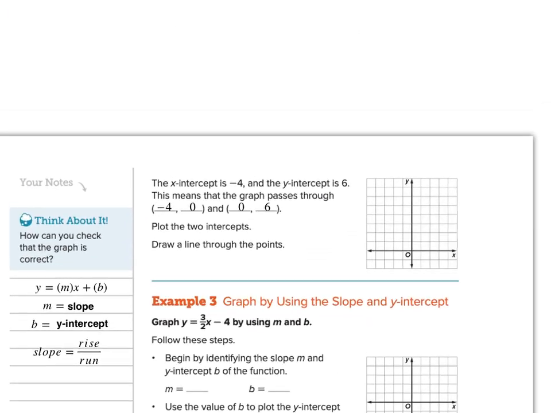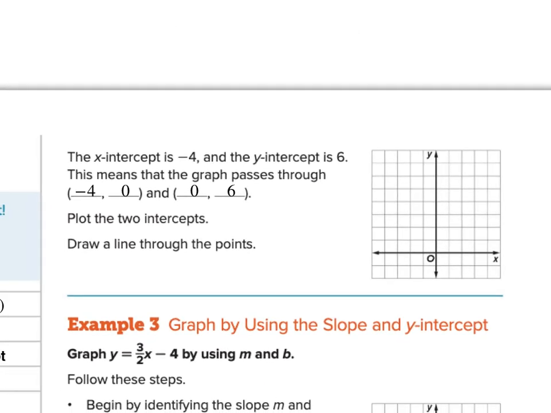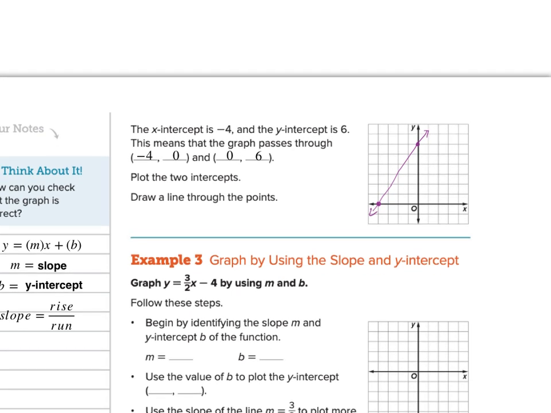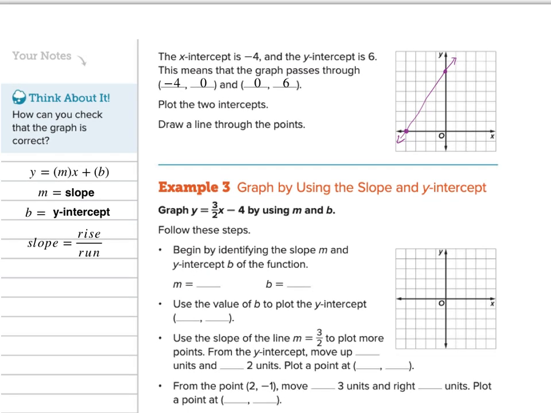And then over here, when I go to graph it, I know that negative 4, 1, 2, 3, 4, and 0, that is my x-intercept. My y-intercept is 0, 6. And I have graphed that equation. And that's it. That's the value of standard form. It gives you your intercepts real easy, and you can get 2 points to graph.